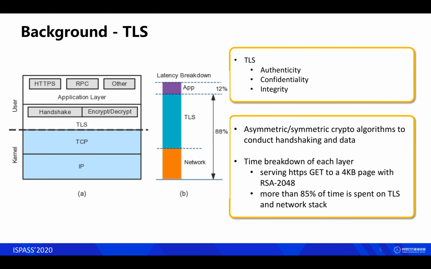Transport Layer Security, or TLS, brings authenticity, confidentiality and integrity to HTTP. TLS creates a new protocol layer over the traditional network stack, and uses asymmetric and symmetric cryptography algorithms to conduct the handshaking and data encryption and decryption. As shown in this slide, in order to retrieve a 4 kilobyte web page, more than 85% of the time is spent on processing the TLS and the network stack, among which TLS alone incurs about 60% of latency overhead. Obviously, we need to seek a more efficient approach to accelerate the TLS operations in CETUS.